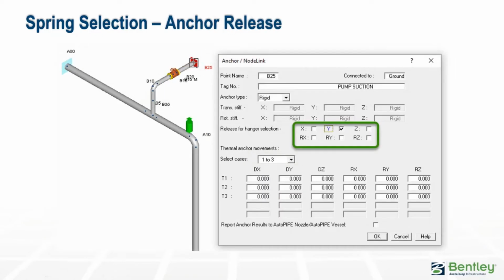An anchor can be released in any direction for the gravity load case during the hanger design process. This allows a hanger near the anchor to be designed such that the hanger supports the gravity load. For example, this approach is often used to ensure that nozzles are relieved of any gravity loads.